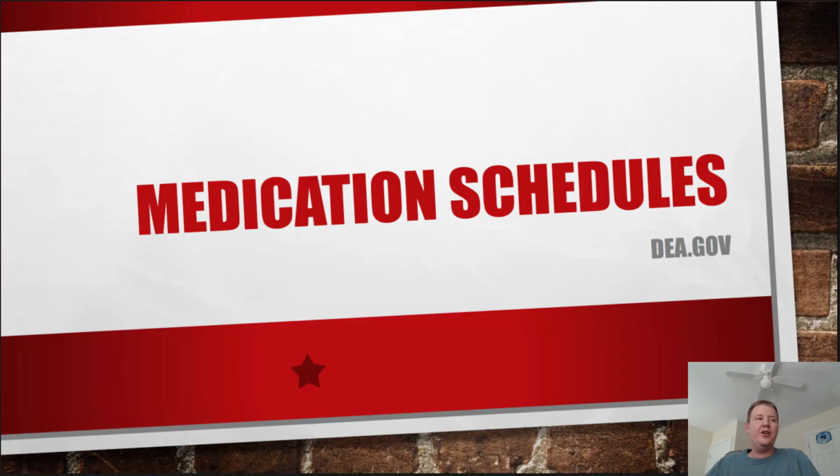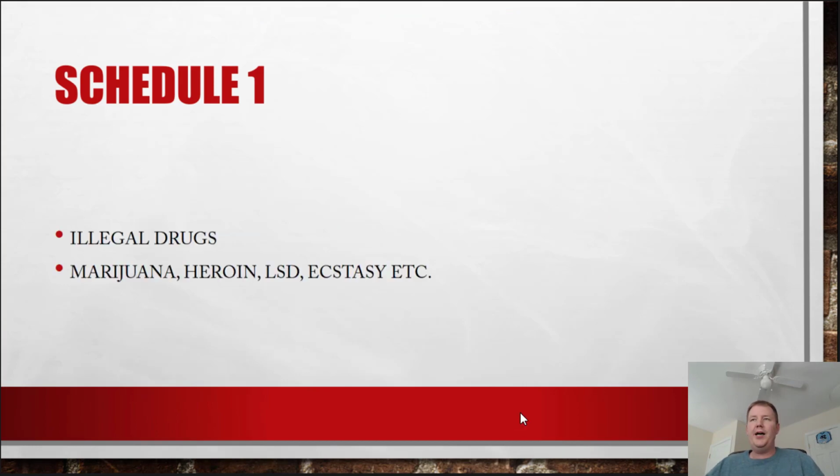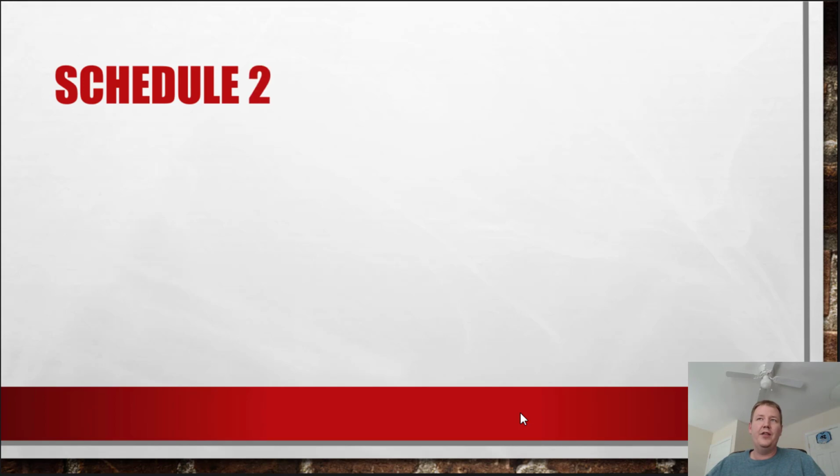All right, the last thing we're going to talk about are medication schedules. The first schedule is a Schedule 1 drug. A Schedule 1 drug is illegal. It's marijuana, heroin, LSD, ecstasy. In a pharmacy, we don't deal with these things. But it's important to know, for a matter of completion, that a Schedule 1 drug is an illegal drug.